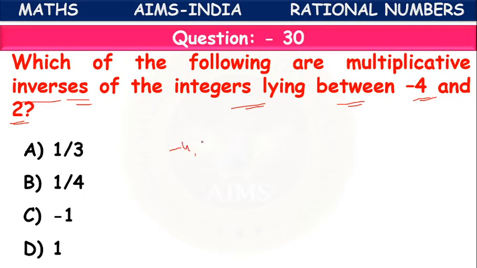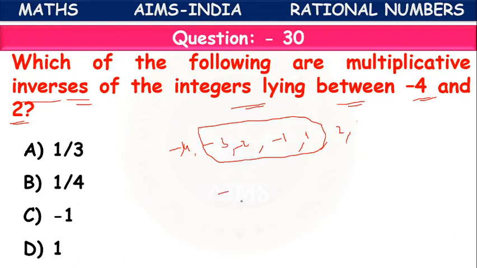Between -4 and 2 we have -3, -2, -1, 1, 2. We have these numbers. Their multiplicative inverses also have to lie between -4 and 2.